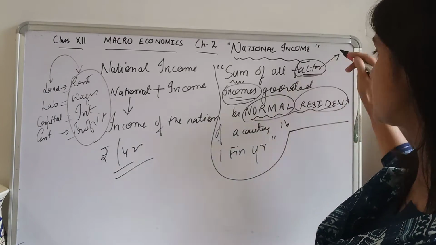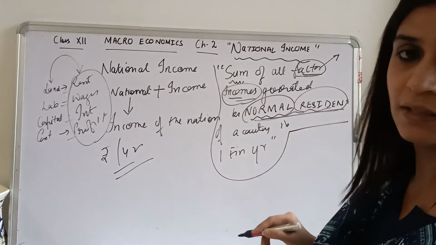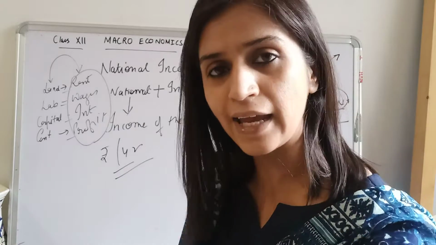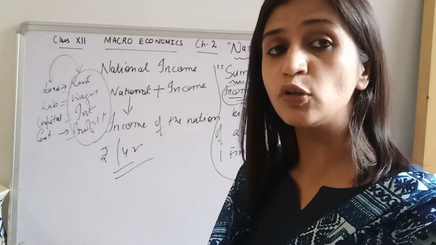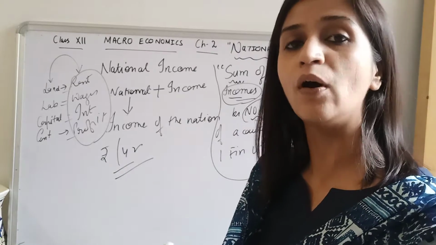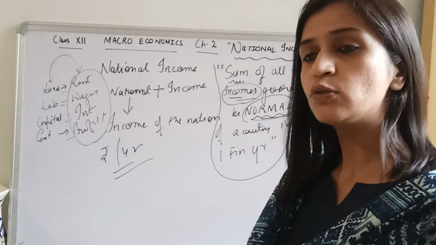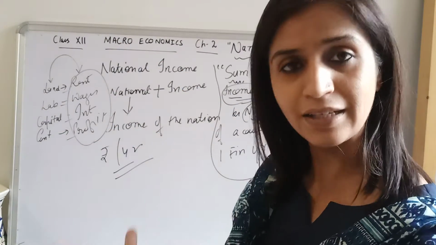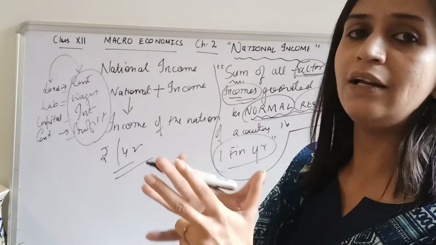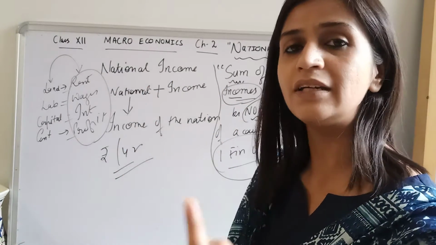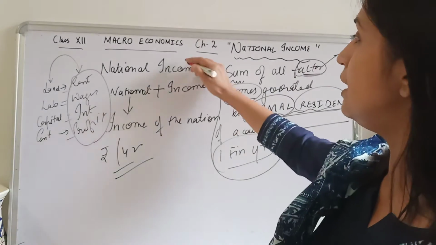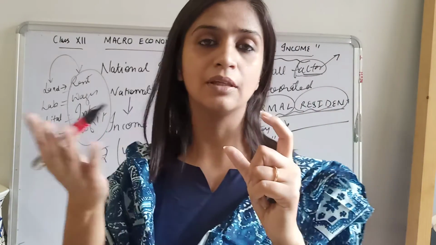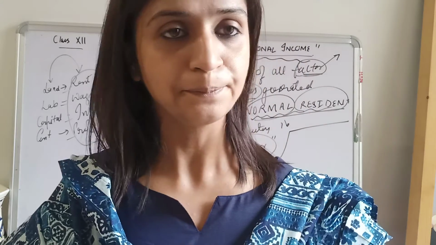Sum of all factor incomes earned by the normal residents. If I am born in India, but I am working in some other country like Canada, and my source of income is in Canada, I will surely not be called a normal resident of India, right? So, whatever income the normal residents have generated from any of these four, within 1 year, all of that will be added from the whole country in 1 year. That gives us national income. Now, this is one part of national income. I hope you have got the definition, the basic part of what is national income.